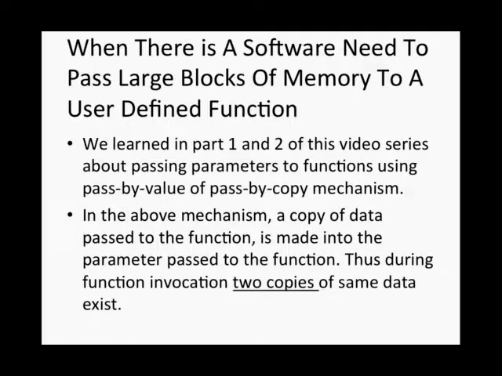Okay, so when there is a software need to pass large blocks of memory to a user-defined function, that's where pointers become very important. We learned in part 1 and part 2 of this video series about passing parameters to functions using pass by value, which is the pass by copy mechanism. In this mechanism, a copy of data passed to the function is made into the parameter passed to the function. Therefore, during the function invocation, two copies of the same data exist. That's pass by value or pass by copy mechanism.